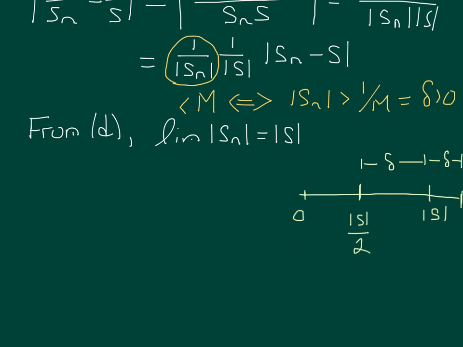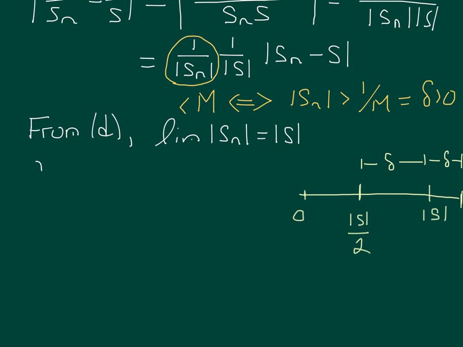Okay, so in fact, what would this delta be? Well, this delta, if it was the distance from the absolute value of S to the absolute value of S over 2, you calculate, you see that actually that delta is the absolute value of S over 2 itself. So let's write this down.